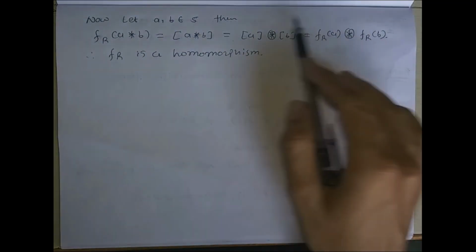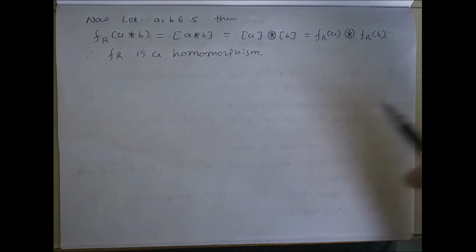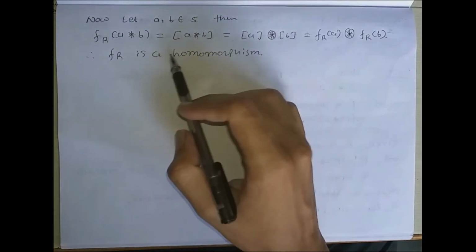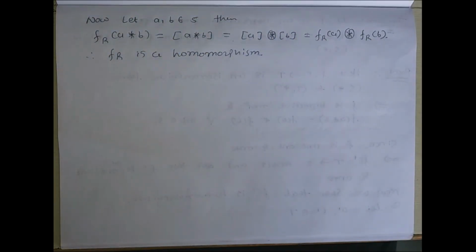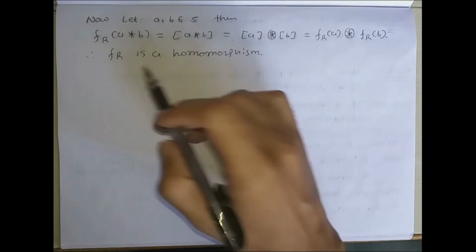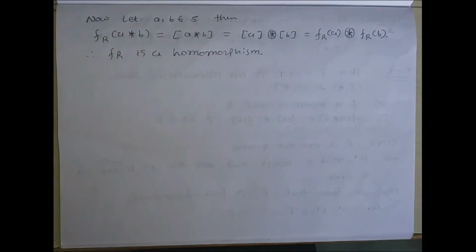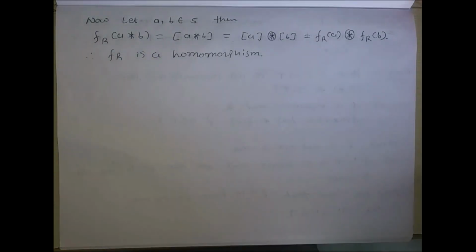So from this simplification we can say that our function FR is a homomorphism, and from the previous discussion we can say that function FR is also onto. So this natural homomorphism is an onto homomorphism.